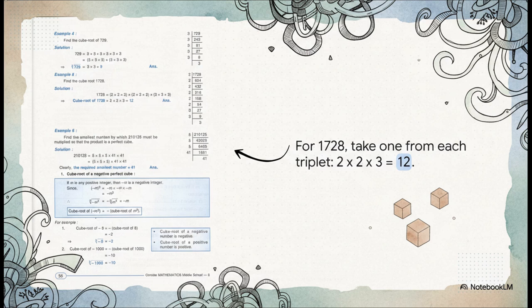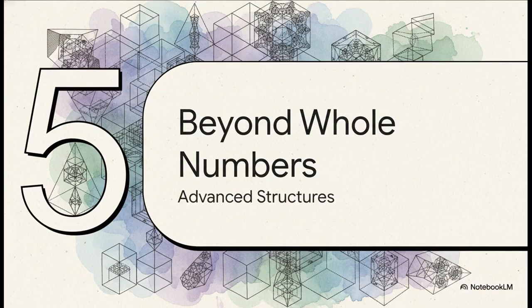We break down 1728 and see it's made of 2 triplets of 2s and 1 triplet of 3s. To find the root, just pull one number from each triplet. A 2, another 2, and a 3. Multiply them together and there's your answer. 12 is the cube root of 1728. All right, we have totally nailed the basics with whole numbers. Now let's see how these same rules hold up when the structures get a little more complex.